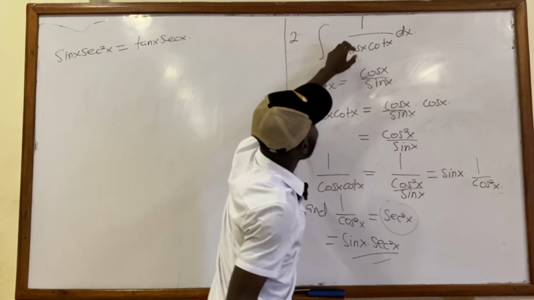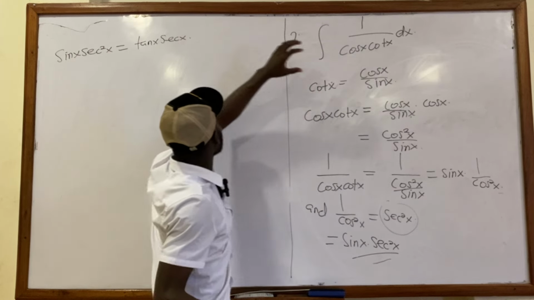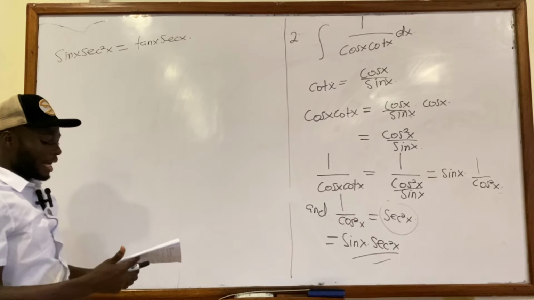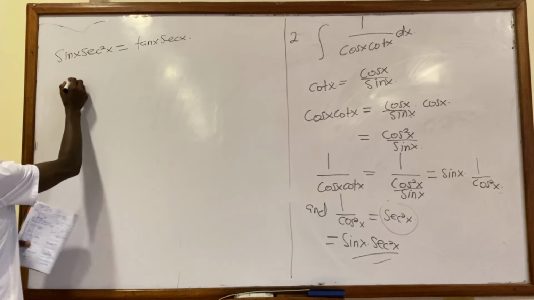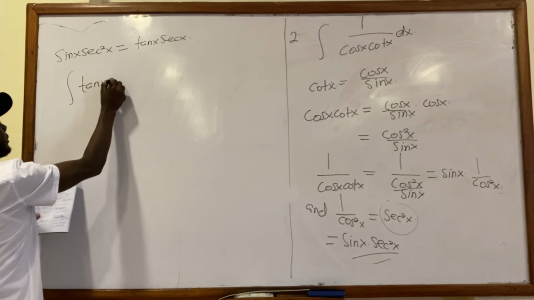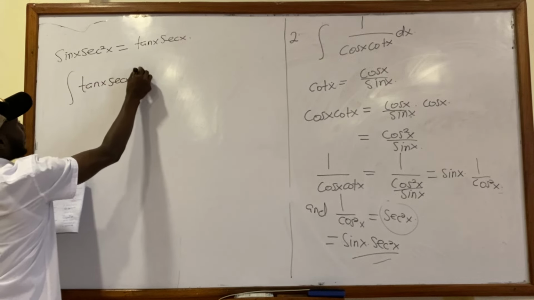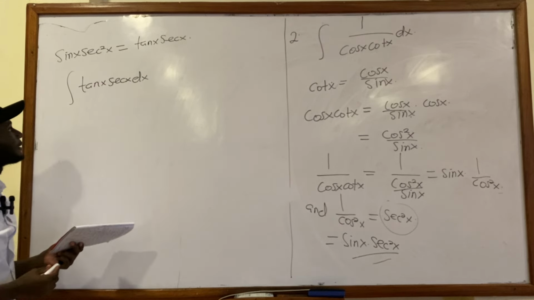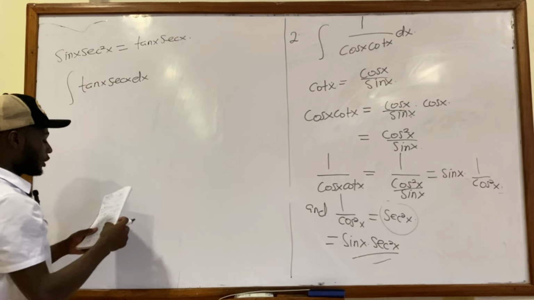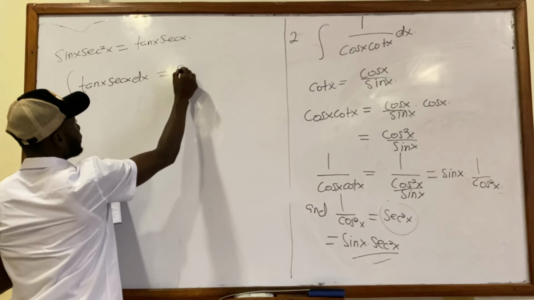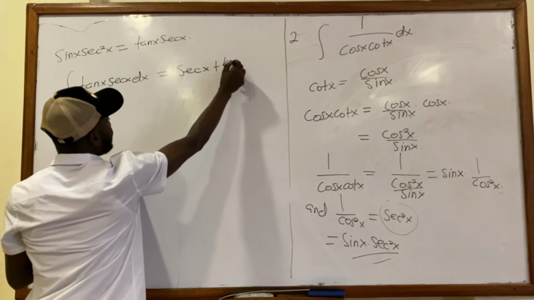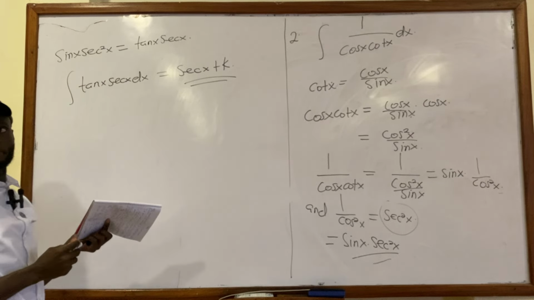Now the 1 over cos x cot s has been simplified to this particular function. So we can say that the integral of tan s sec s ds will be equal to sec s plus a constant, say k.